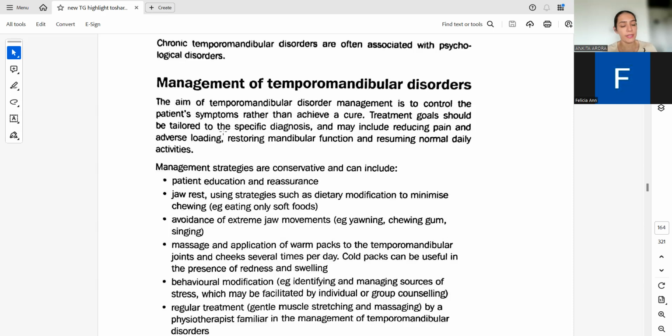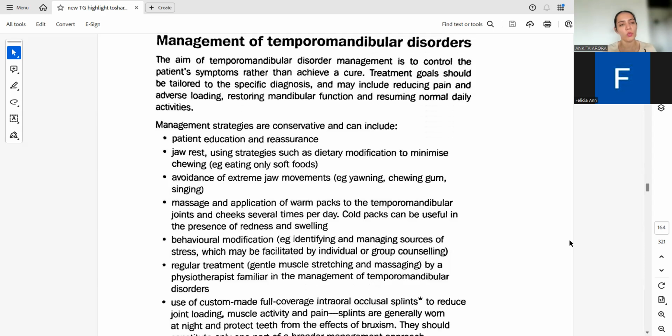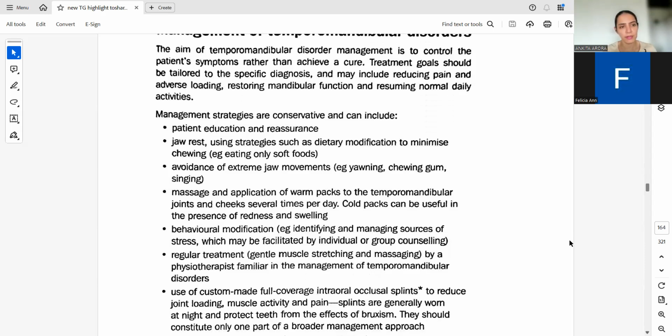Treatment goals should be tailored to the specific diagnosis and may include reducing pain and adverse loading, restoring mandibular function, and resuming normal daily activities. So we are first going towards symptomatic relief so that the patient is first restored and rehabilitated to the normal functioning of the joint.